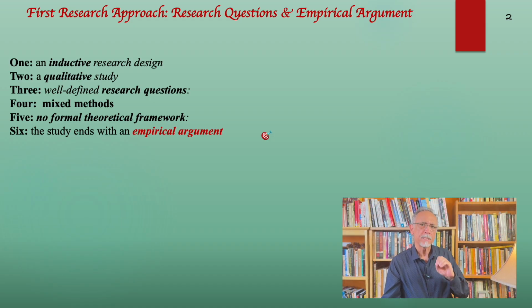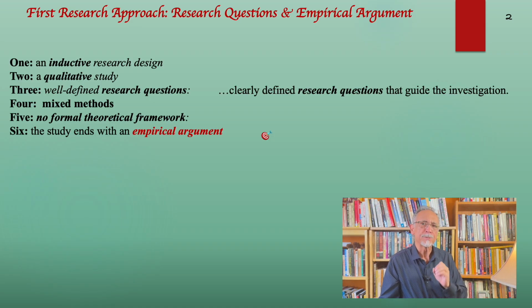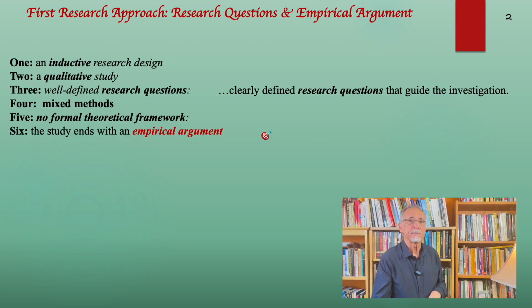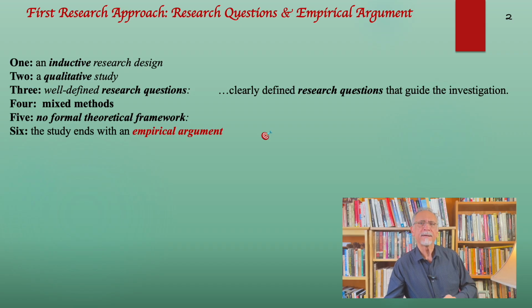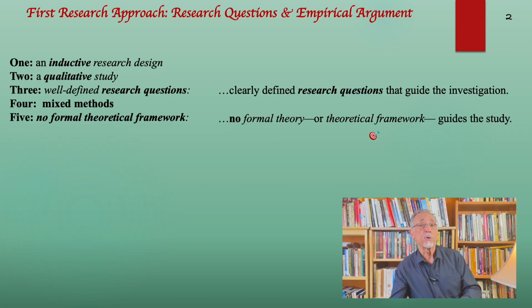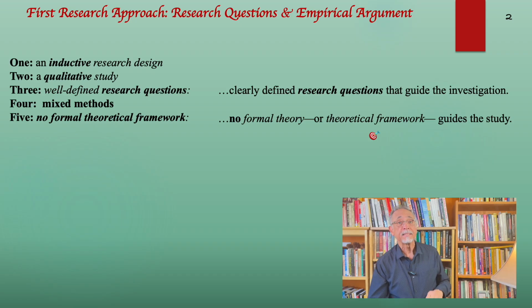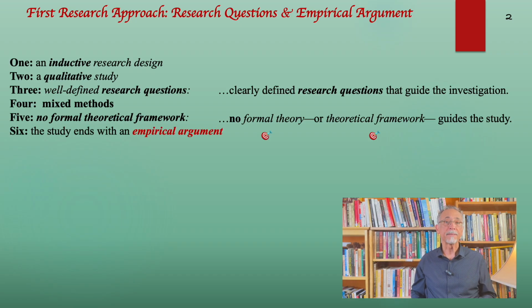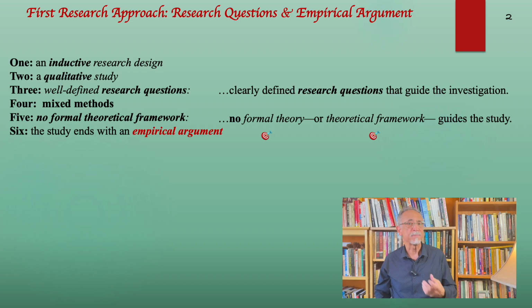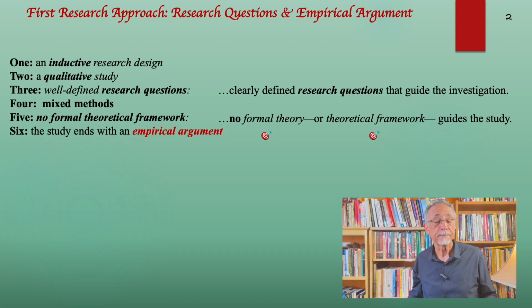In this approach, the researcher begins with clearly defined research questions that guide the investigation in the field or in their data set. The task is often to identify the factors that appear to be associated with a particular outcome of interest. However, there is no formal theory. That is, no theoretical framework that guides the study. And finally, the study ends with an empirical argument. In other words, the researcher provides their own disciplined interpretation of what their findings appear to reveal.